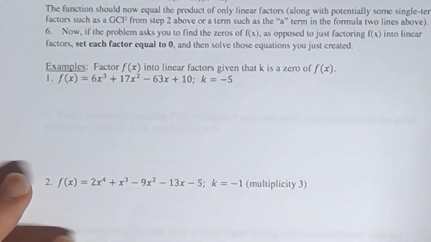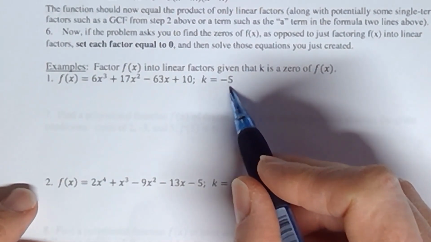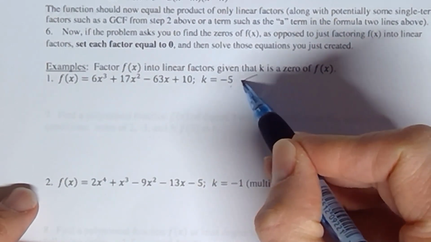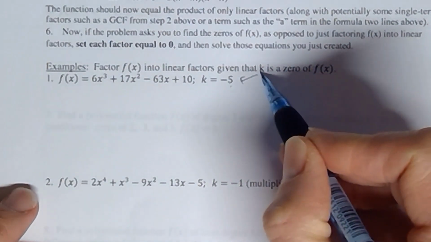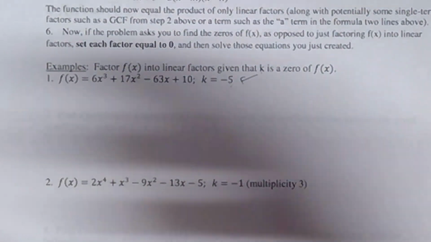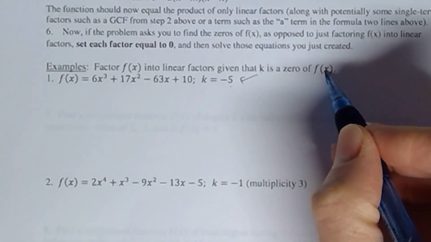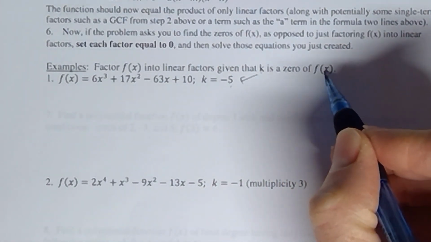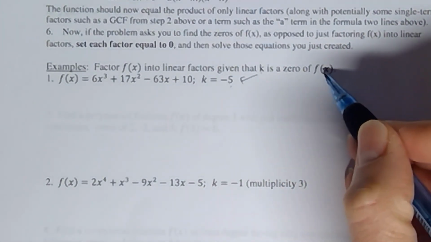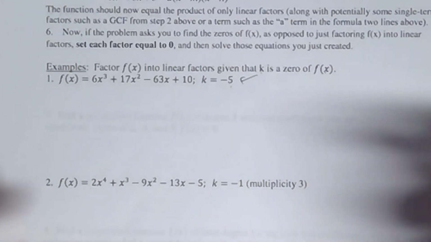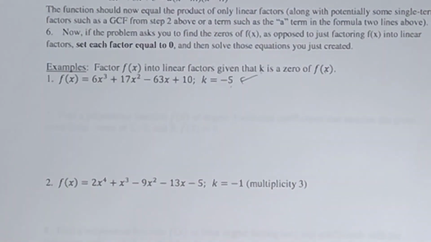And it helps us out here. It gets us off to a good start by telling us that this number right here says given that k, which is -5 right here, given that that's a 0. Now remember, we talked about in section 3.2 that if -5 is a 0, then that means that when you plug it into, or when you do the synthetic division, it will give you a remainder of 0.